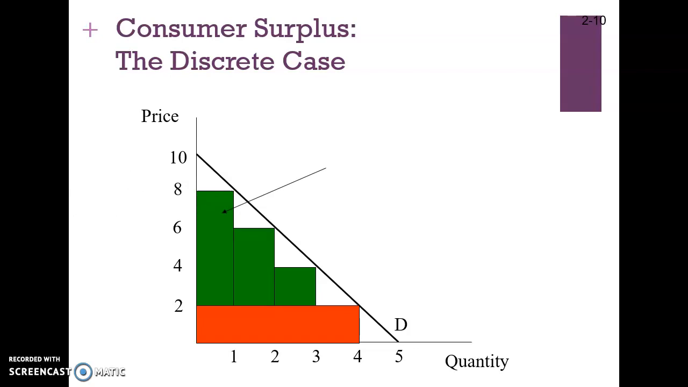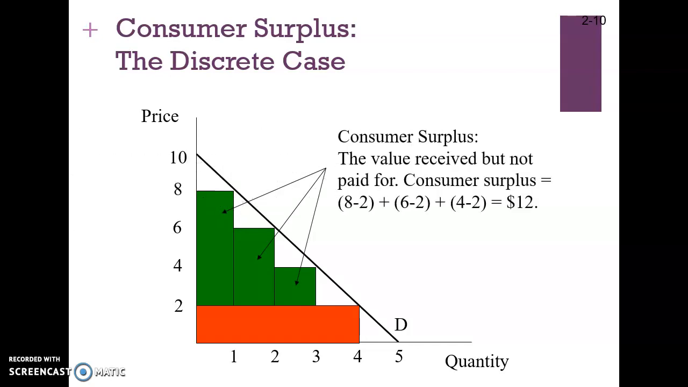The difference between these two represents the consumer surplus, which is $4, and here it is $2. So 8 minus 2 is 6, 6 minus 2 is 4, and 4 minus 2 is 2. By adding 6 plus 4 plus 2 we get $12. Now this is a discrete case. Discrete case means we are able to find the consumer surplus for each individual quantity and individual customer, and we can find it when we draw this stepwise demand curve.